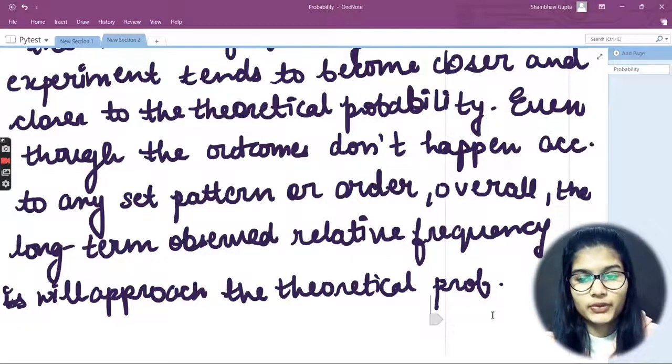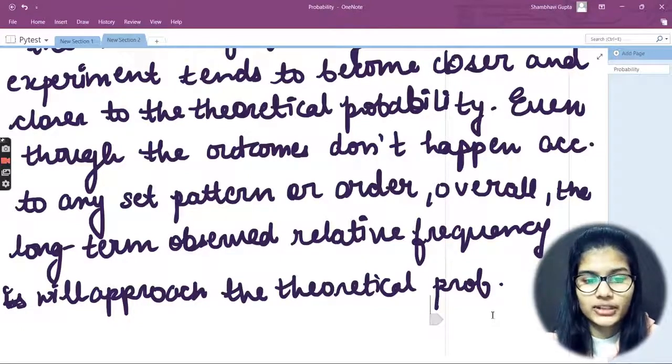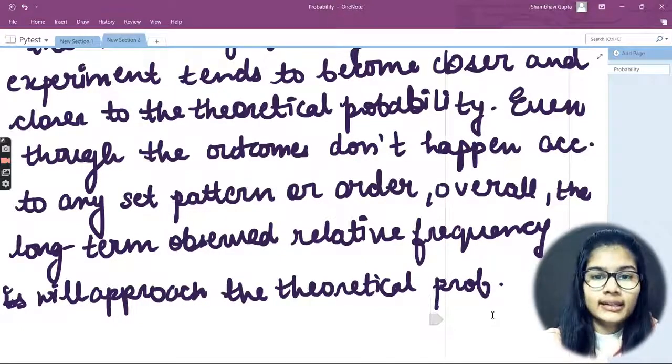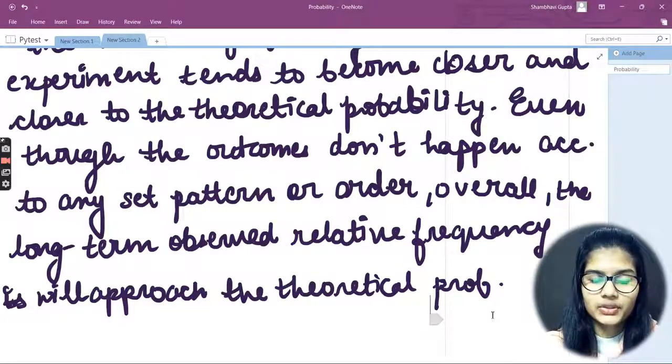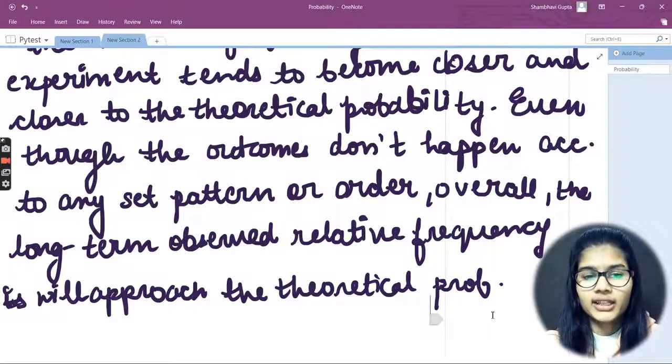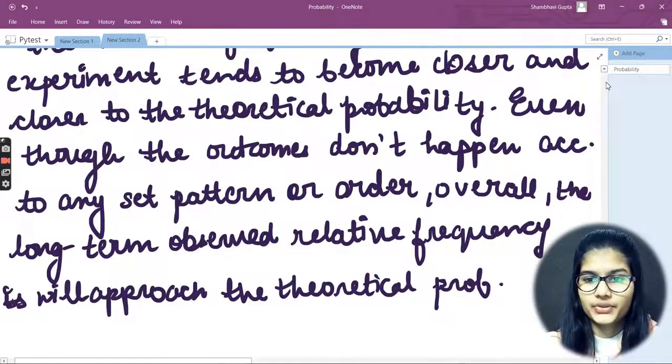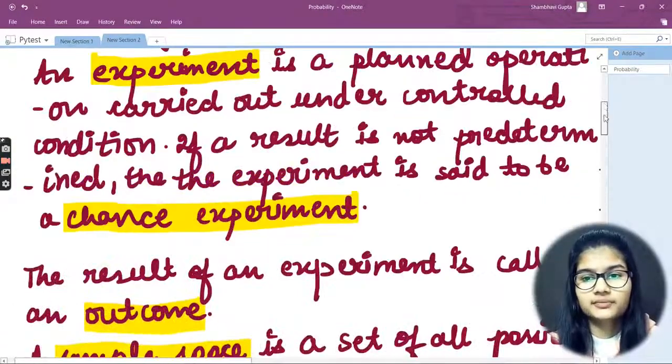Do not get confused about the particular things mentioned here. The relative frequency from your experiment will slowly approach closer and closer to the theoretical probability, and that is what is observed. The long-term empirical relative frequency will slowly and gradually approach the theoretical probability. This is the law of large numbers. This is what it actually says.